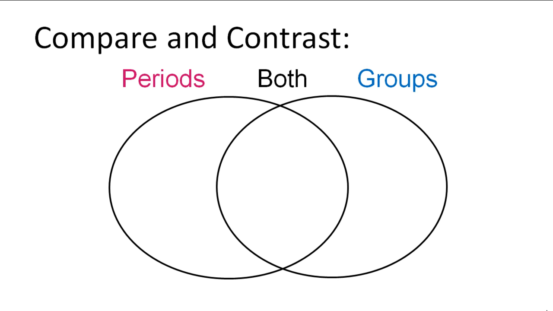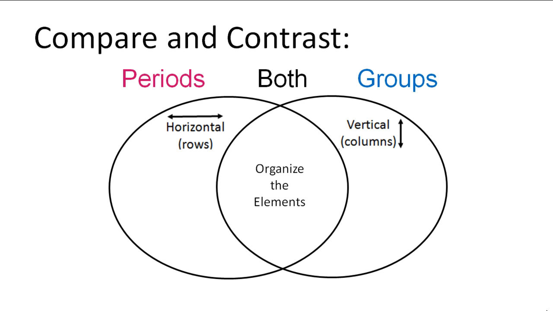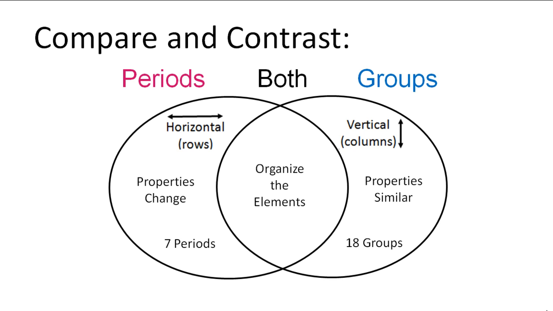Let's compare and contrast periods and groups. Both periods and groups are used to organize the elements. Periods are horizontal, whereas groups are vertical. Across a period, properties gradually change, but in a group, properties are similar. There are 7 periods, but 18 groups.